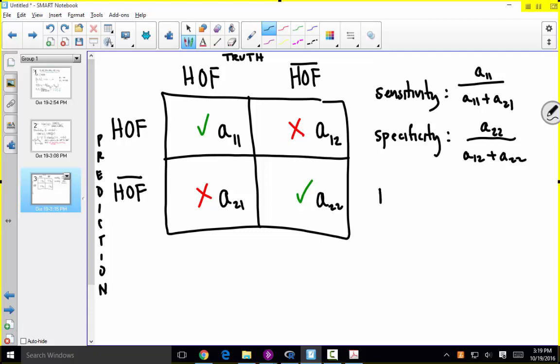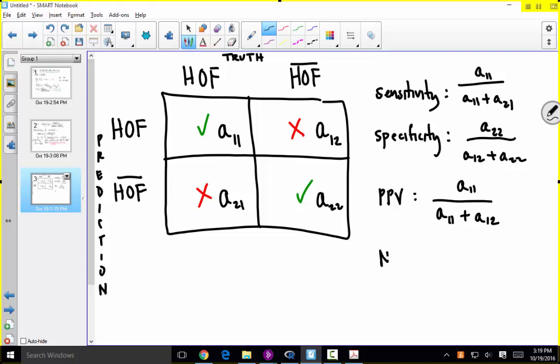Two other things. Positive predictive value. You can Google these things. There's a Wikipedia page on them. Positive predictive value is the proportion of those we classified as Hall of Fame who are truly Hall of Fame. So what proportion of your Hall of Fame classifications are true? It's not the same thing as sensitivity. Sensitivity is what proportion of the true Hall of Fames did you get right? Now let's ask, what proportion of my claimed Hall of Fames, here's all the people that I claimed were Hall of Fame, what proportion of those were right?